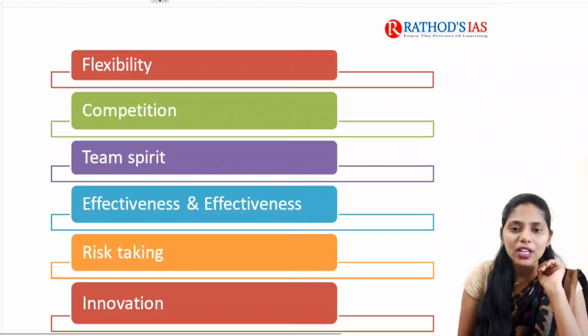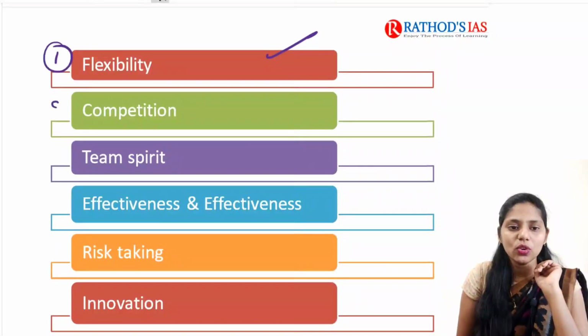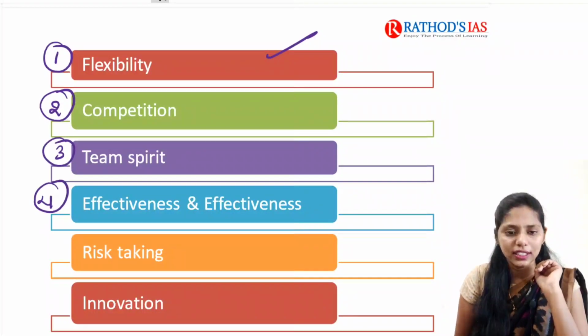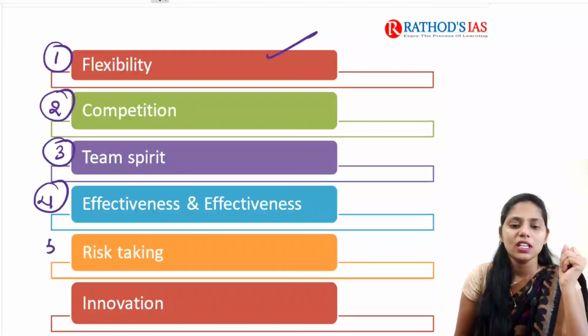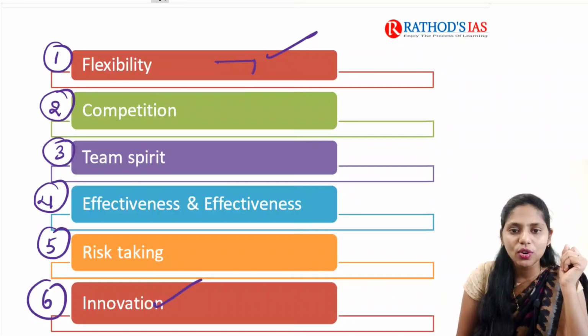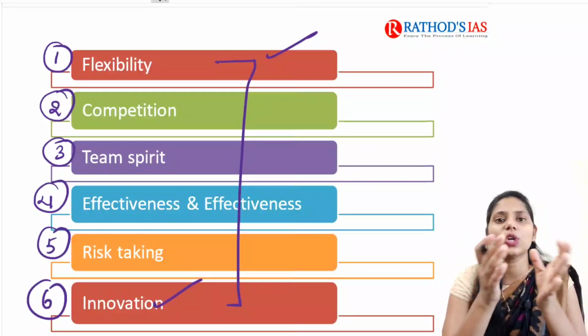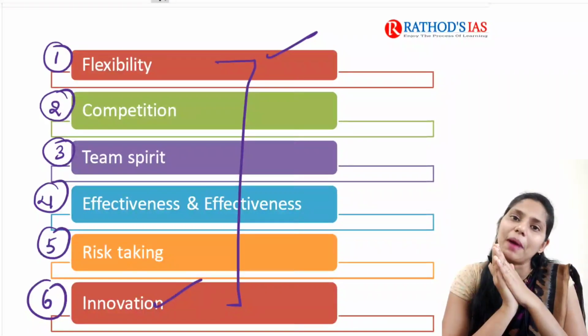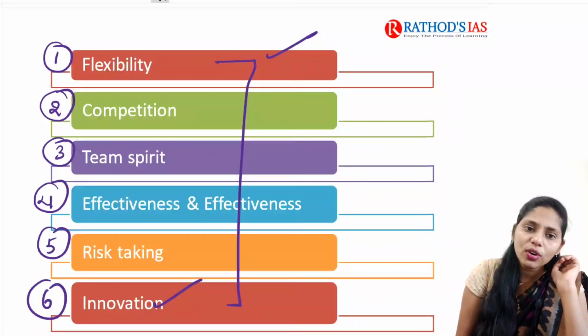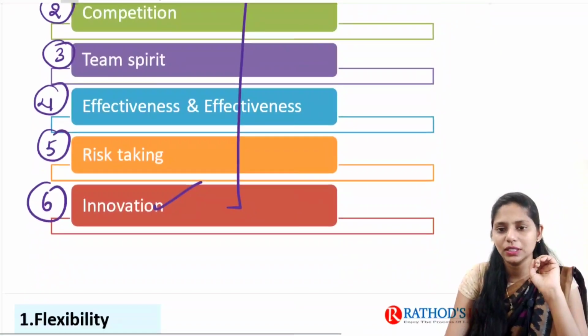Here we are going to discuss six values. The first one is flexibility, second is competition, third is team spirit, fourth is effectiveness, next is risk taking, and next is innovation. We are going to talk about these six concepts. These are new values in our public services now. Let us talk about the first one, that is flexibility.